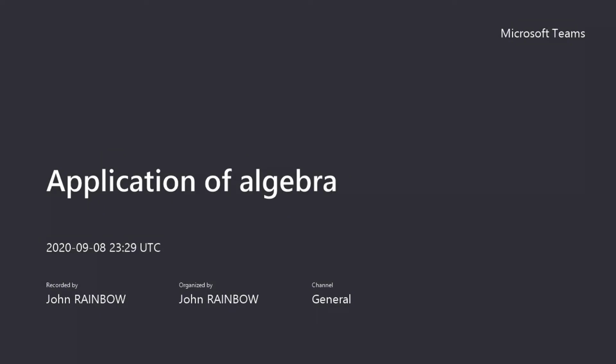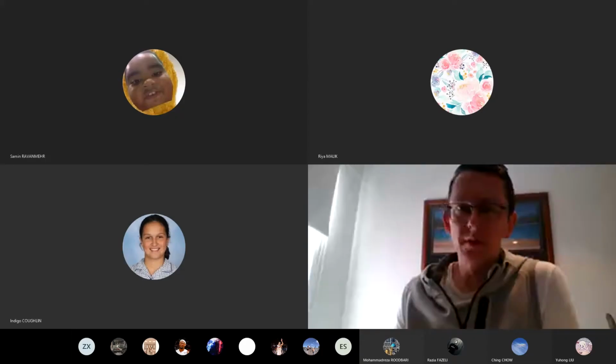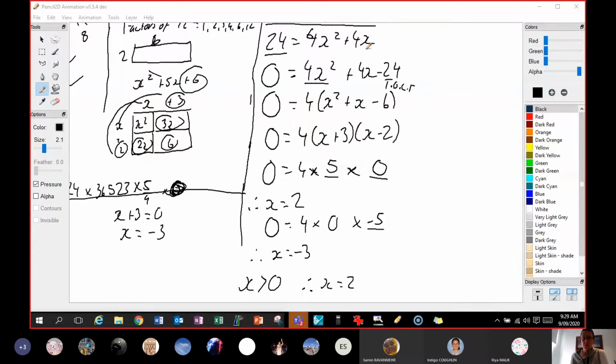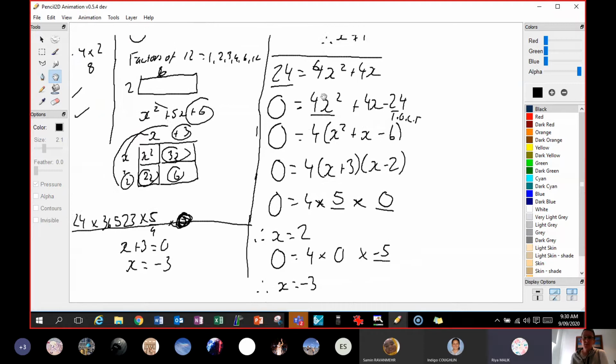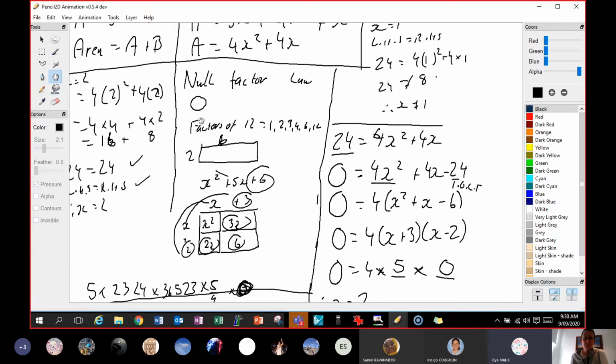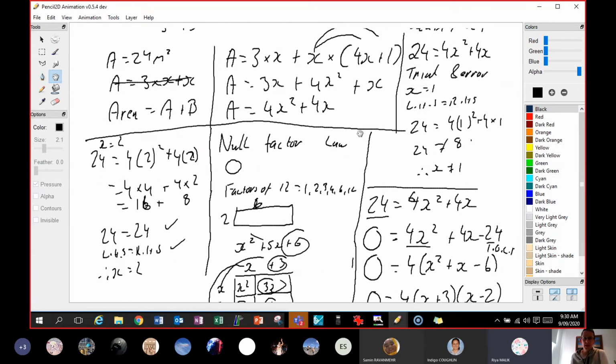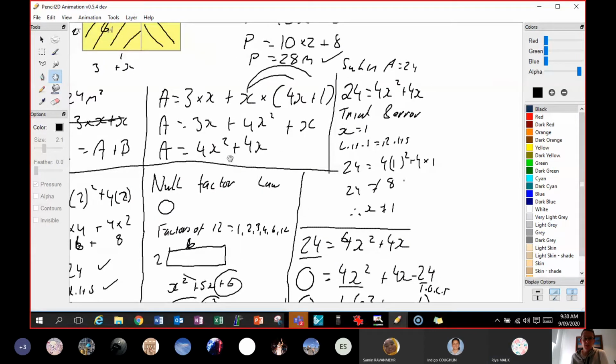Have a quick review of this null factor law. Let's look at this again. So do you understand how we got 24 equals 4x squared plus 4x? Yes, no? I missed the front part of it, so I don't know where you got that from. Okay, so do you understand how we got to the area equals 4x squared plus 4x?